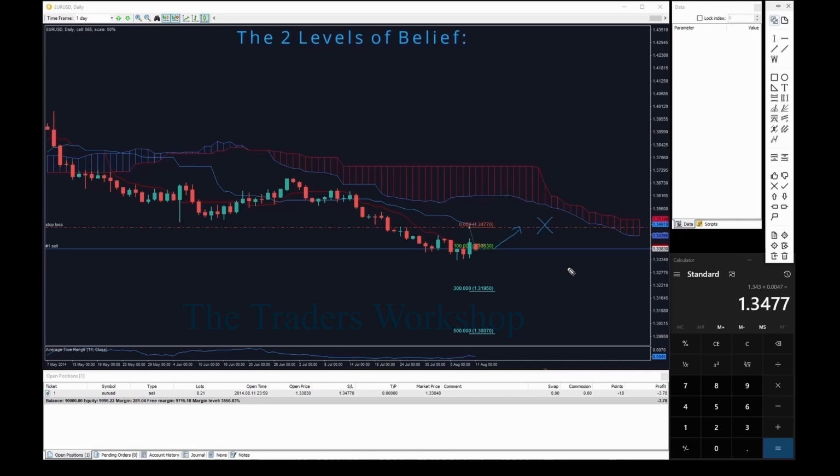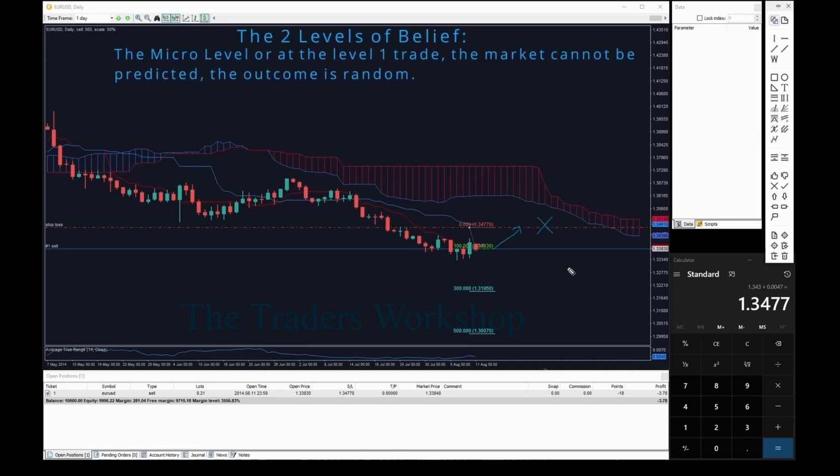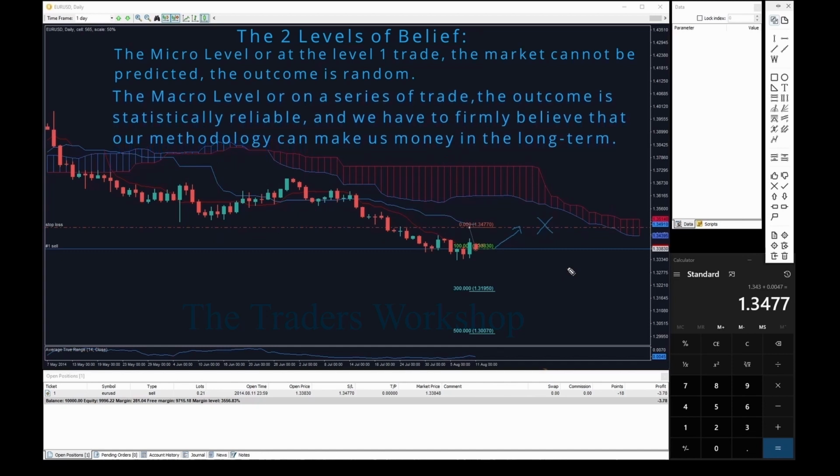In trading, we need two levels of belief. At the level of one trade, the market cannot be predicted. The distribution between wins and losses is random. But at the level of a series of trades, we must firmly believe that whatever it is we are doing will make us money in the long term.